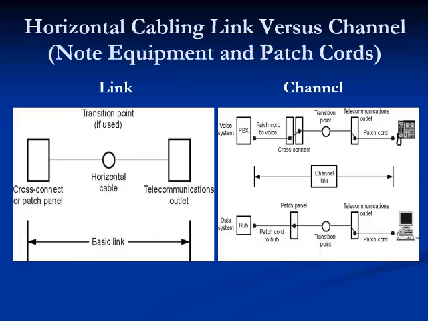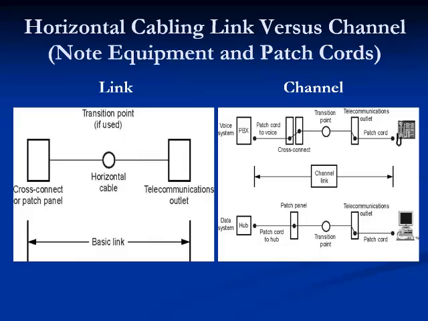It's very important to understand the differences between a horizontal cabling basic link and a horizontal cabling channel, especially regarding the distance limits and for purposes of certification testing. The basic link contains only the cable found in the walls, the horizontal cabling, one transition point, the telecommunications outlet, and one cross-connect or patch panel. It is assumed to be the permanent portion of the cabling infrastructure. The basic link is illustrated here in this slide.